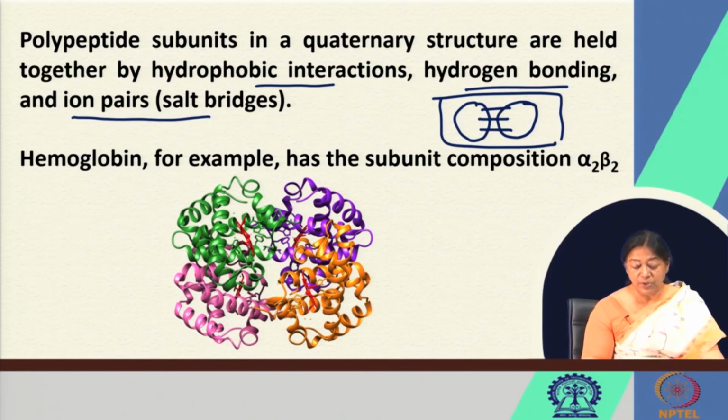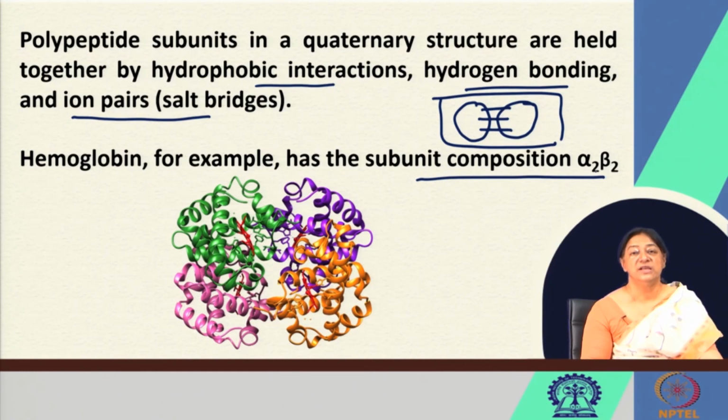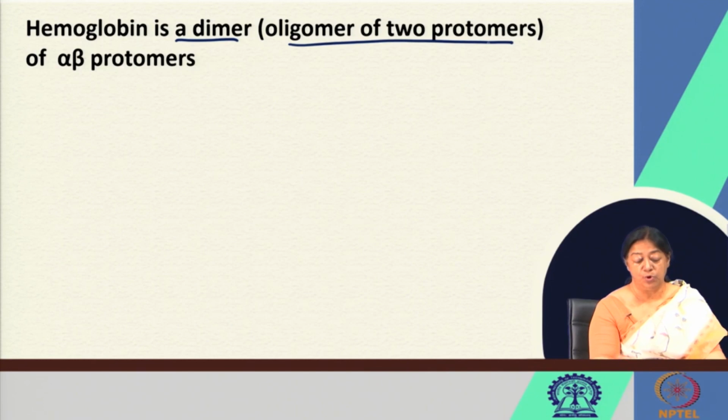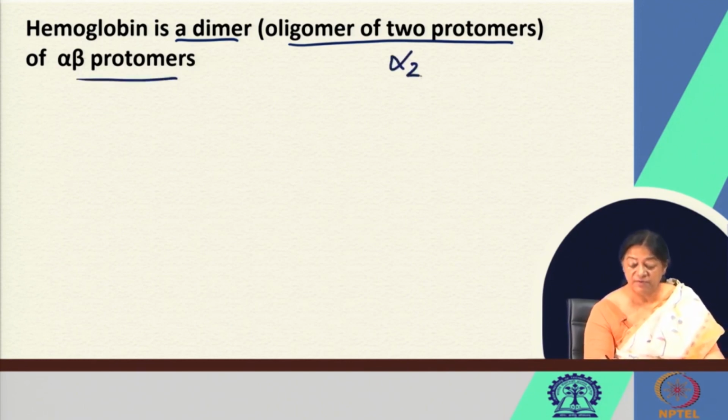For example, when we look at hemoglobin, we have a subunit composition, as we saw in the last lecture, alpha 2 beta 2. So, why is it that the alpha and the beta do not disintegrate? What is holding these together? This is also important. So, we have a dimer, an oligomer of two protomers. These are alpha beta protomers, in the sense that we have the alpha 2 and the beta 2.